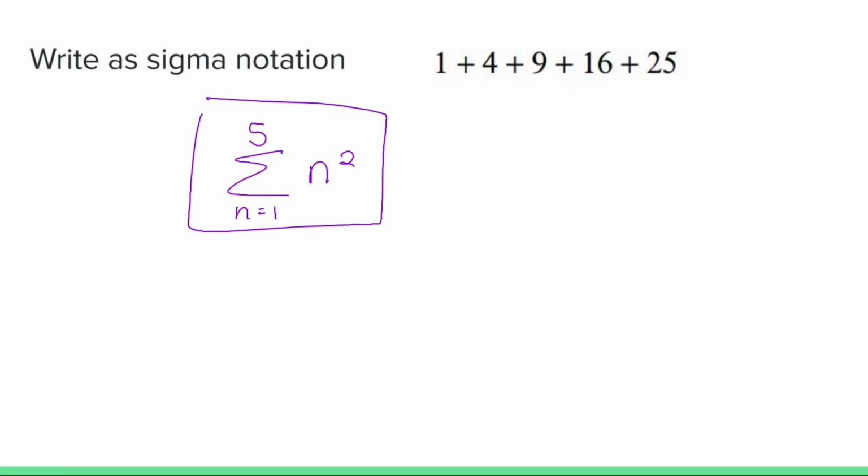Write as sigma notation. Well, what I have in front of me is the perfect squares. So 1 squared, 2 squared, 3 squared, 4 squared, 5 squared. So if I start at 1 squared, here's my sigma, I'll say n equals 1. Okay, and I'll use n squared, and then I'm going to end when it's 5. So that's a sigma notation example of 1 plus 4 plus 9 plus 16 plus 25.